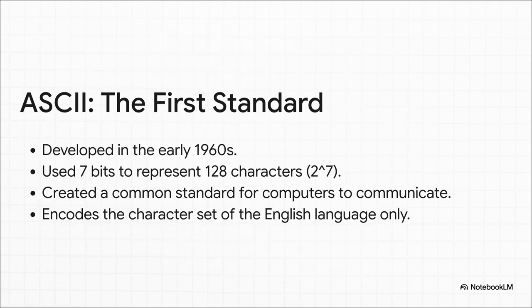And ASCII back in the 60s was a total game changer. Seriously, before ASCII, it was kind of the Wild West. Different computers had their own ways of representing characters. They couldn't talk to each other. So ASCII comes along, uses a 7-bit system, and creates 128 unique slots. That was enough for the English alphabet, numbers, and some symbols. It created a common language. But, and this is a big but, it was really only built for a small, English-speaking world.